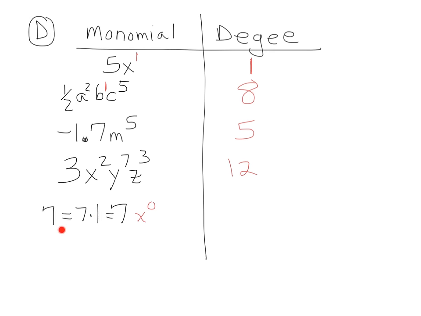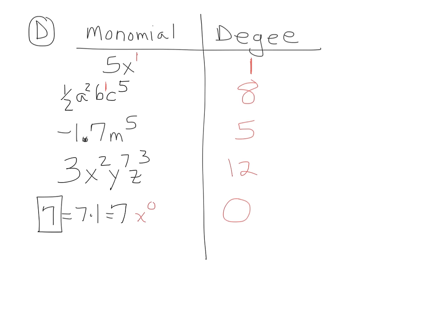So when you have just a plain old number, the degree is 0, because there's no variable there. It's raised to the 0th power. That's different than this one. There is at least one variable, x to the 1st, that's 1.